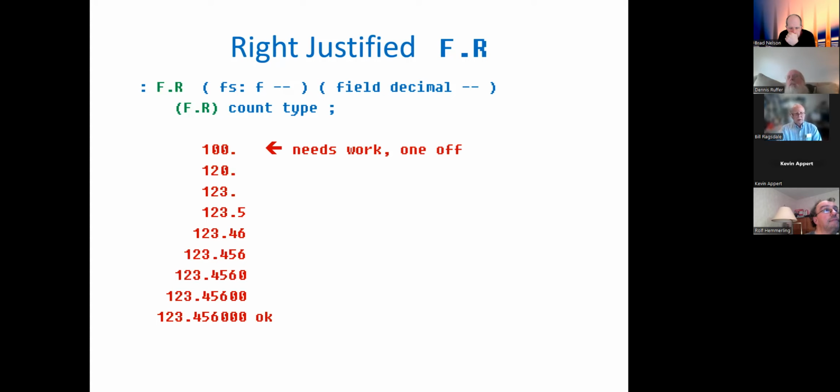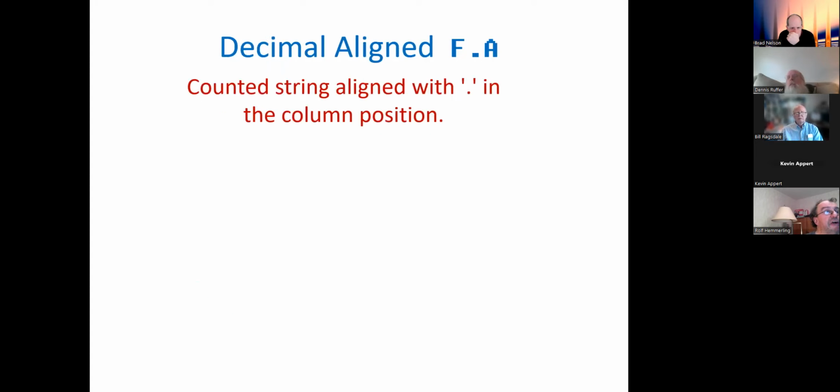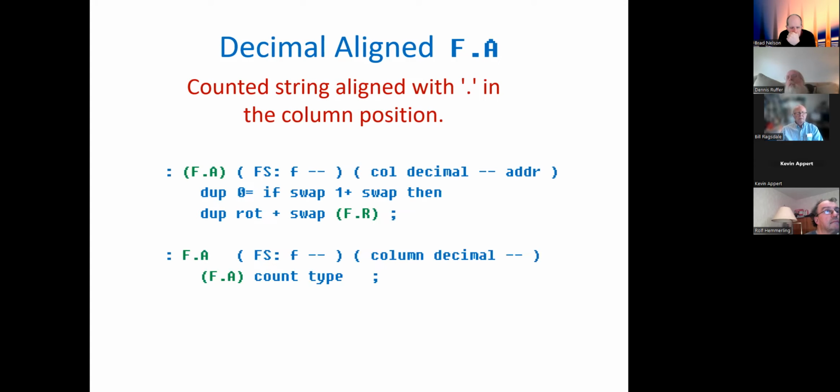All right, justified. And as I said, the first entry needs to be shifted one character spot to the right. So my decimal aligned situation, what I want to develop is a counted string with the decimal points arranged in a columnar position. The words that do this are built on what I just did before.